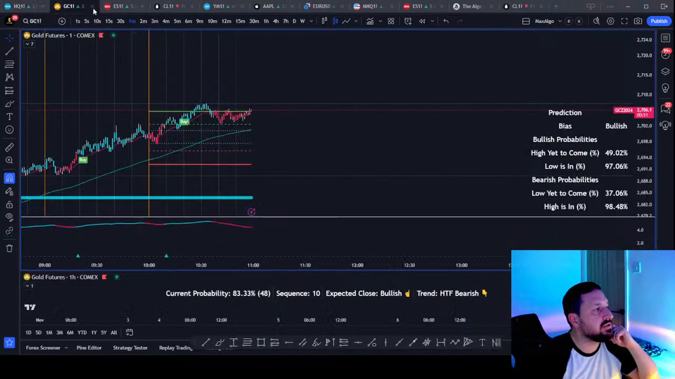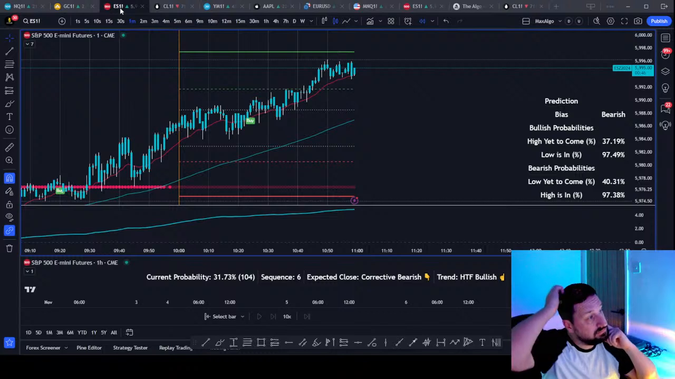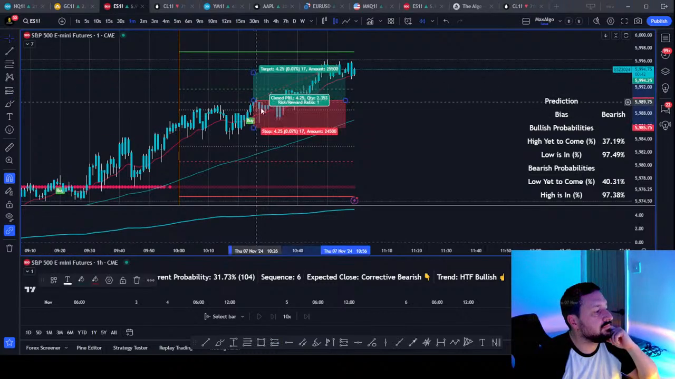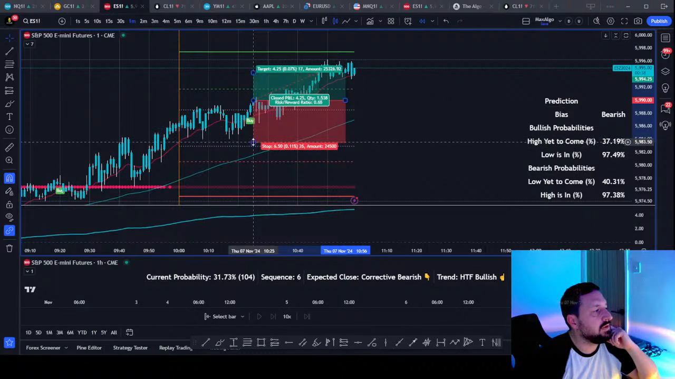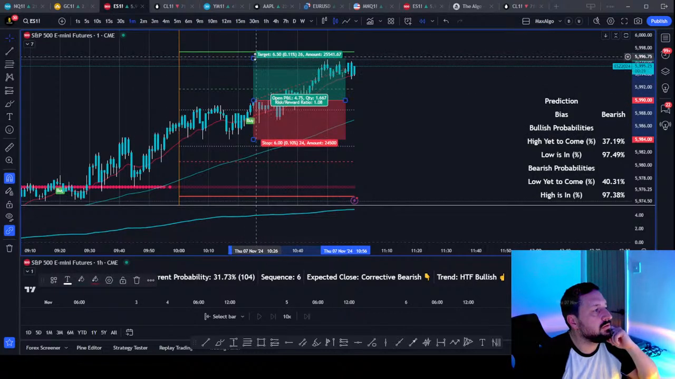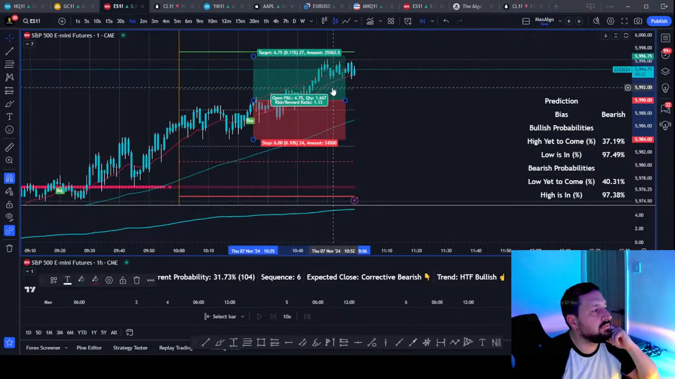Let's have a look at gold, ES. Great trade on ES. Obviously, if I'd have taken that one, it would have been close. Got to put it on the low. Would have had 1R on the low. Just. But, yeah.